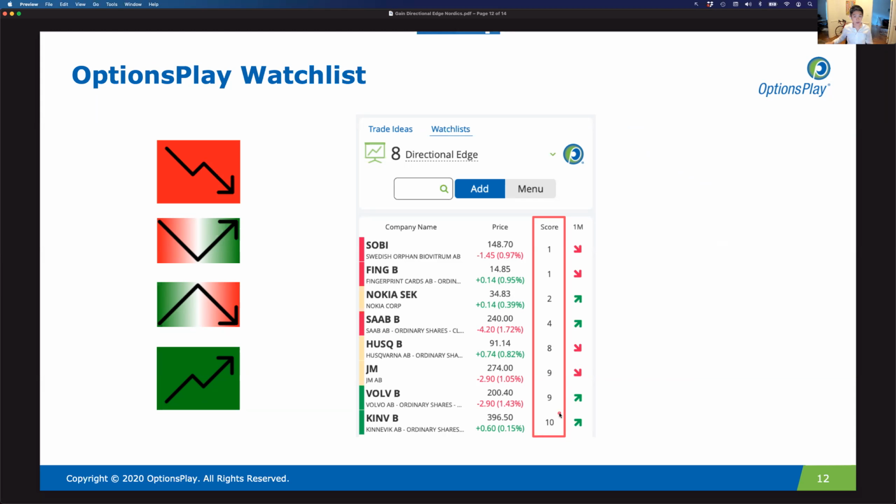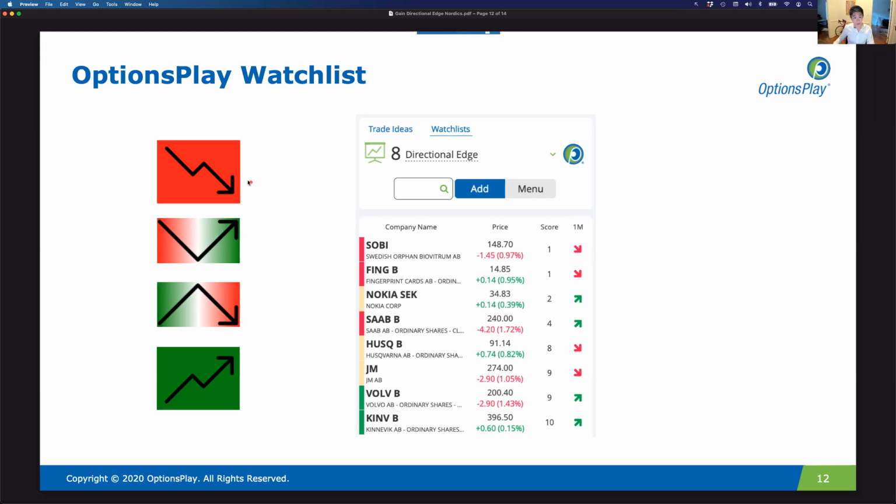And as you can see, there are stocks that have low scores, 1, 2, 3, 4, and then there's stocks with high scores, 8, 9, and 10. And as you can see across the board, they're all also color coding, right? You have the 1 month trend, which is right here. And then the bar here on the right, on the left-hand side is actually the 6 month trend. And what this allows me to do is very quickly visually see which stock falls into which category.